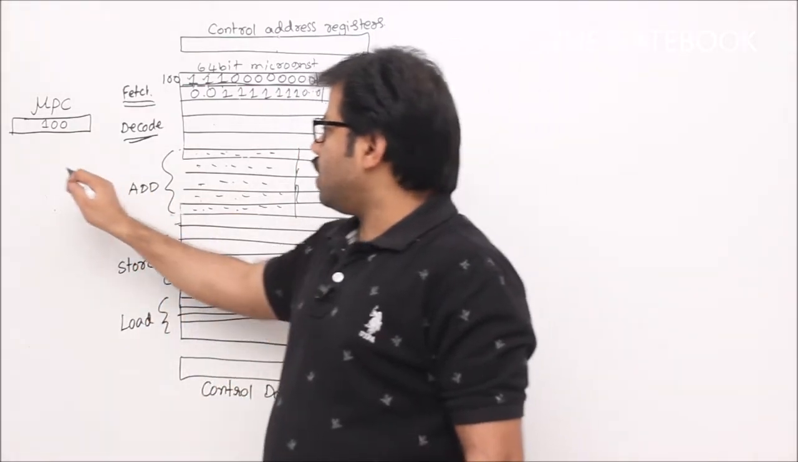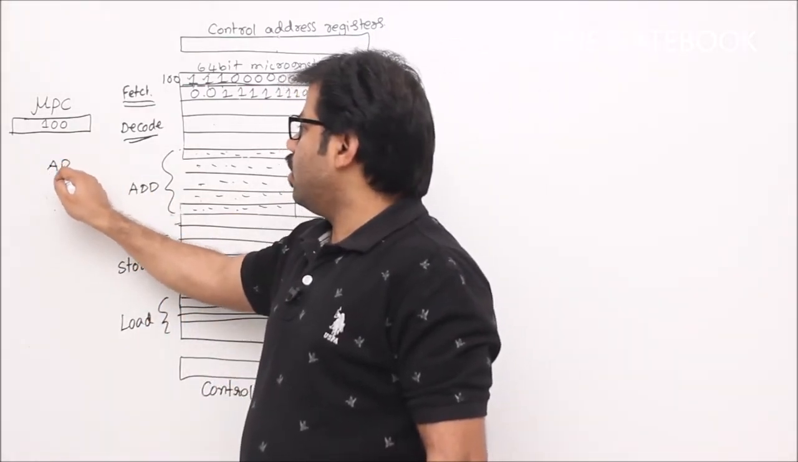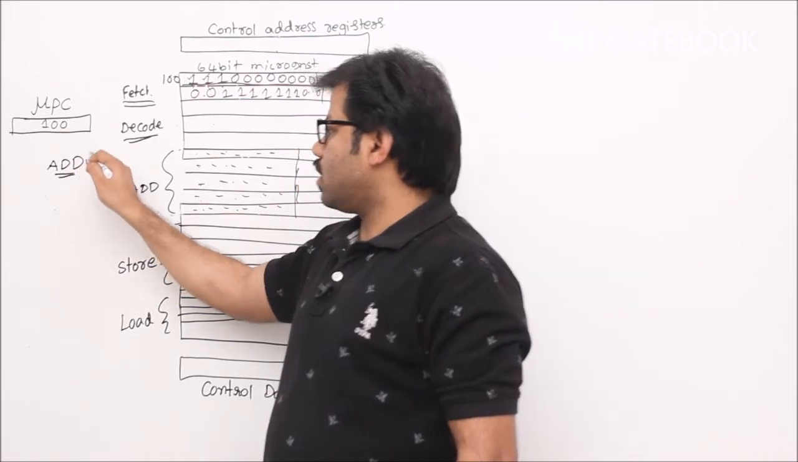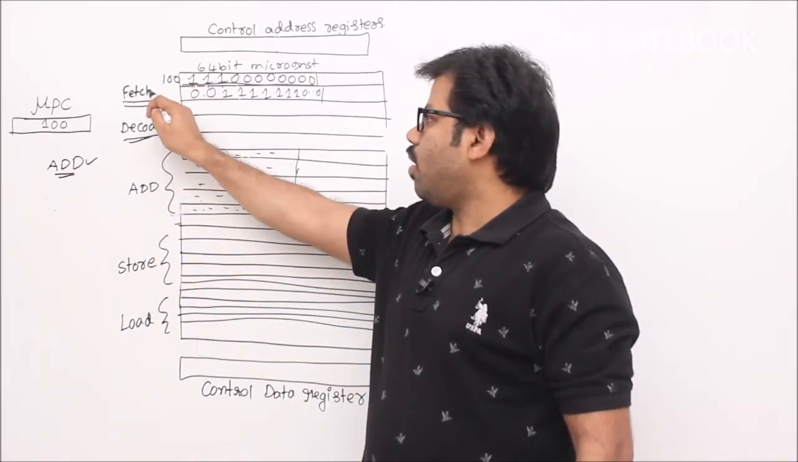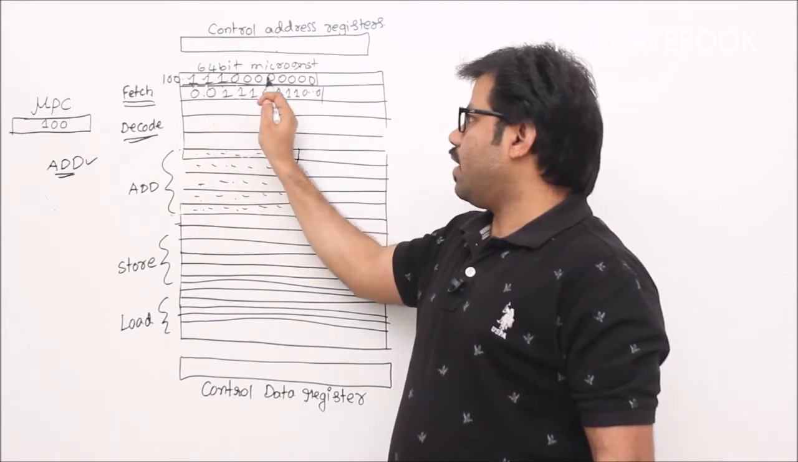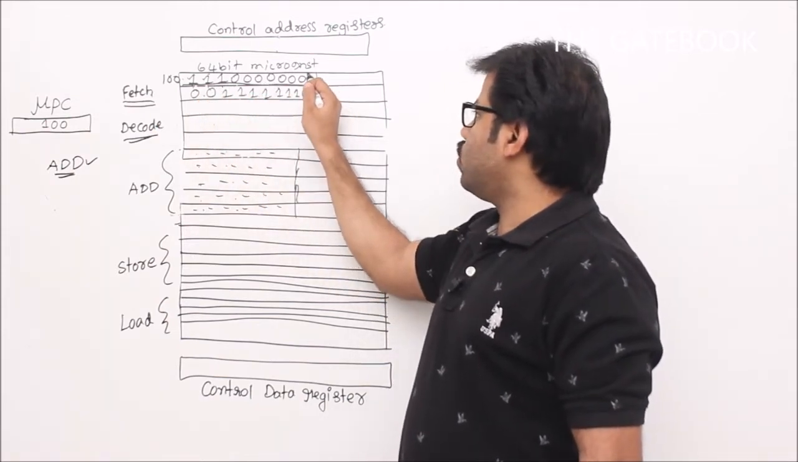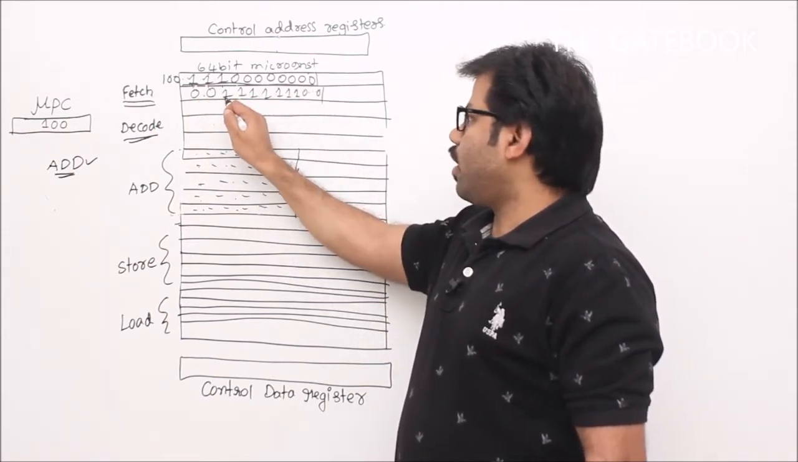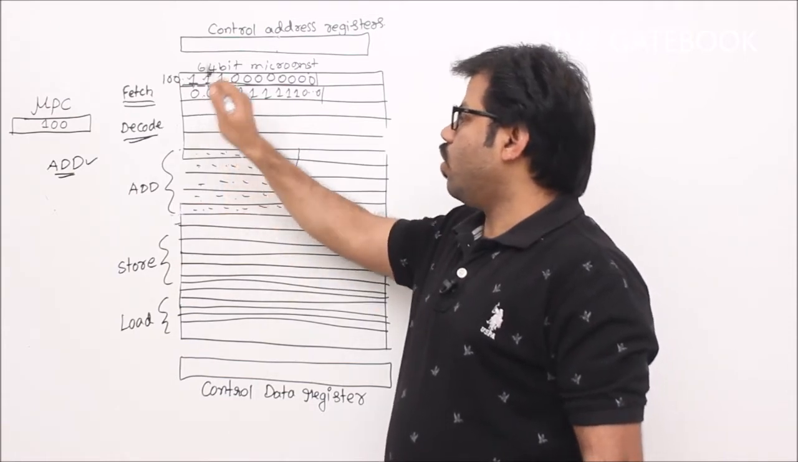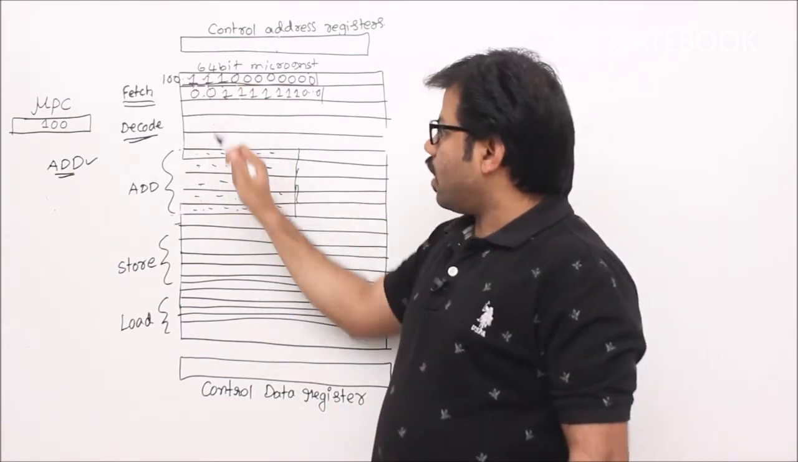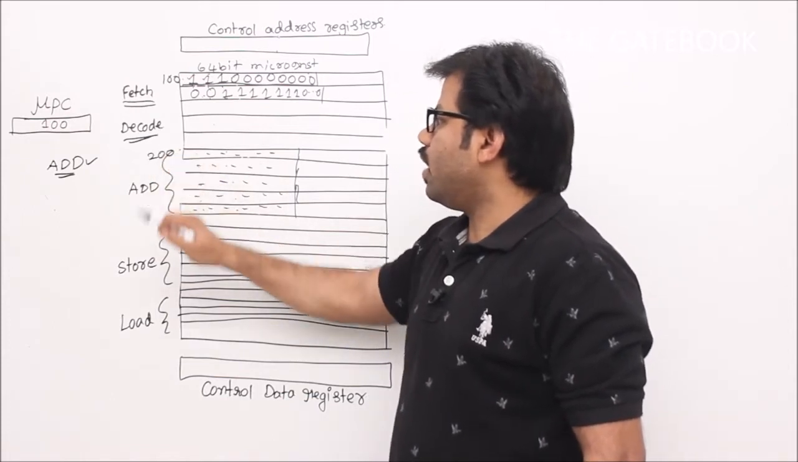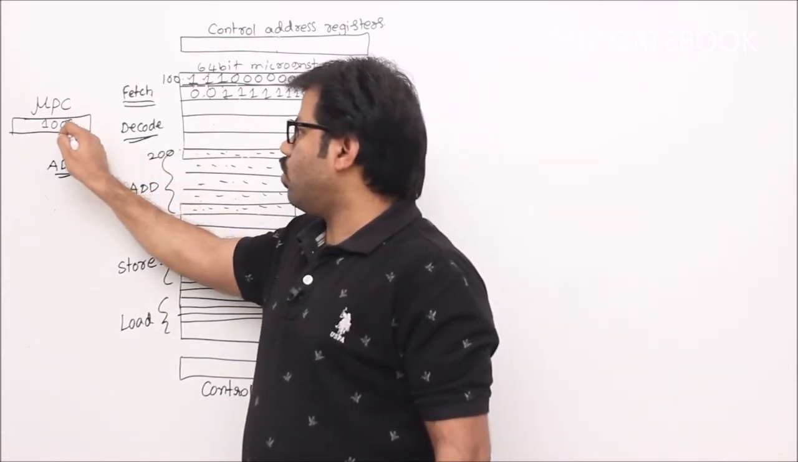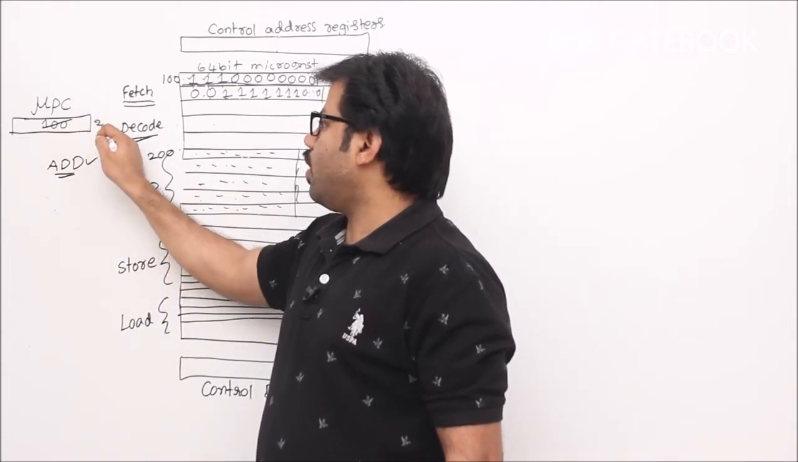Now, for example, let's say your instruction is add. For executing the add instruction, what should happen? Fetch should be executed. For that, appropriate control signals should be generated. For that, this micro instruction should be executed. After that, this micro instruction, which is related to decode. Later, the control should come to, let's say, add, which starts at 200. Then automatically the micro program counter should show 200.